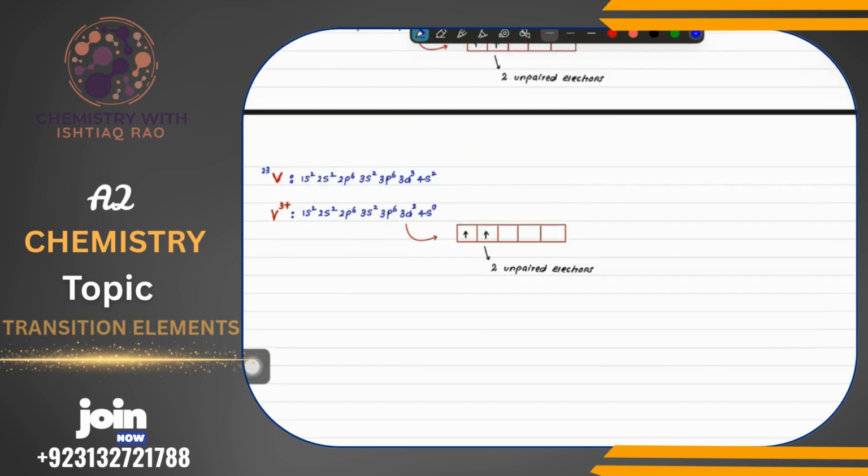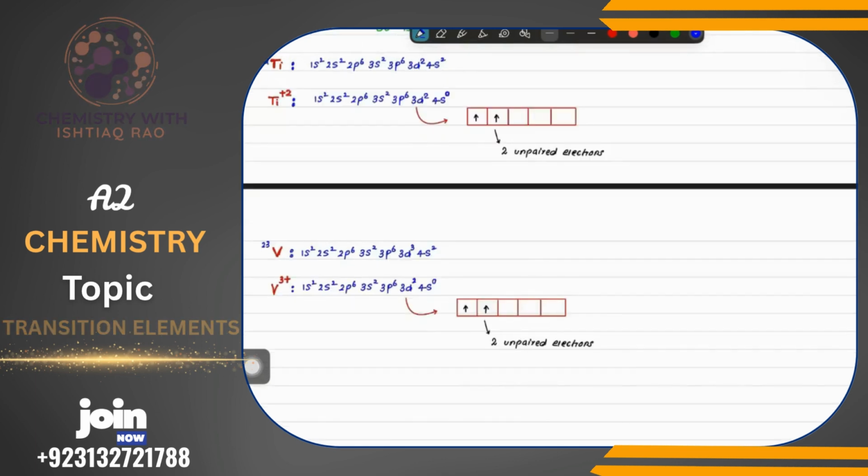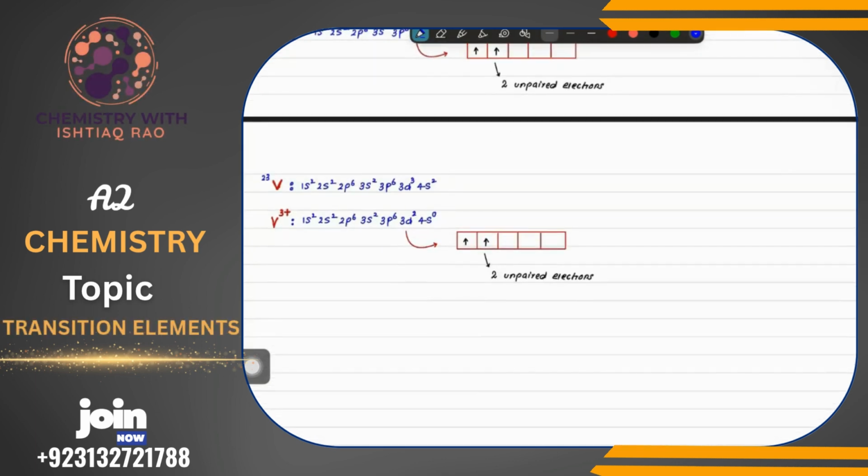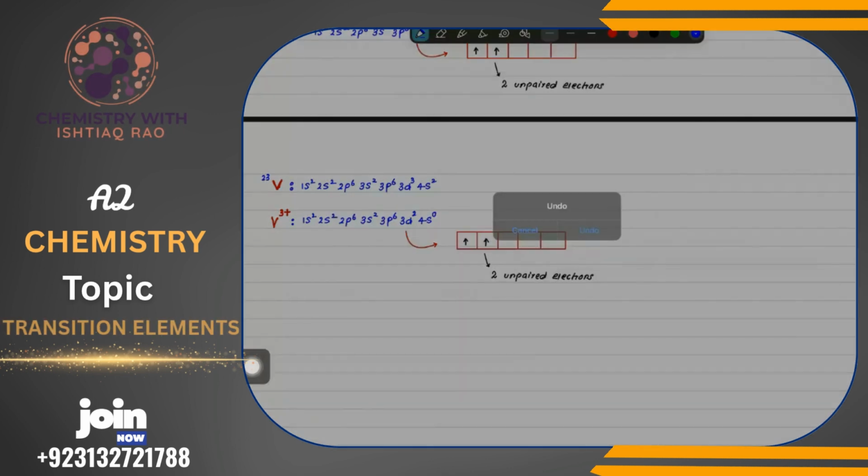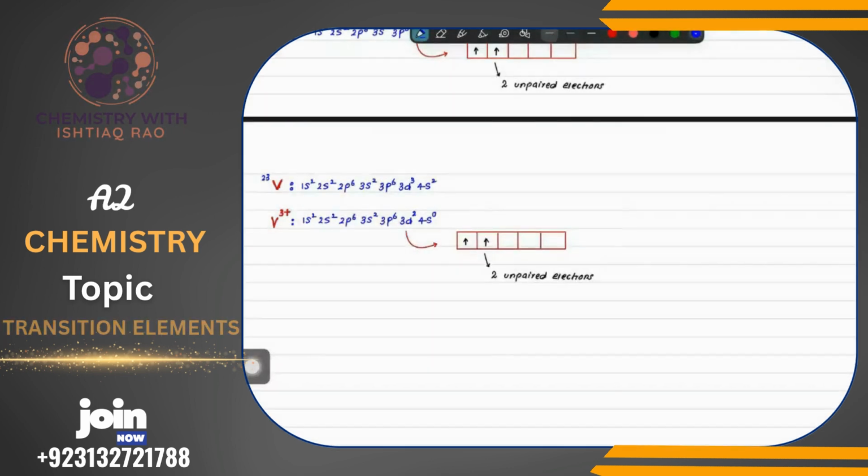Okay. In the same way, you have to check all the 3d elements, like I'm talking about from proton number 21 to proton number 30. Can you tell me about chromium? If you remember, in AS you have discussed the exceptional configuration for copper and chromium. Let's say, I would be telling it to you. Can you tell me, is chromium a transition element or not?